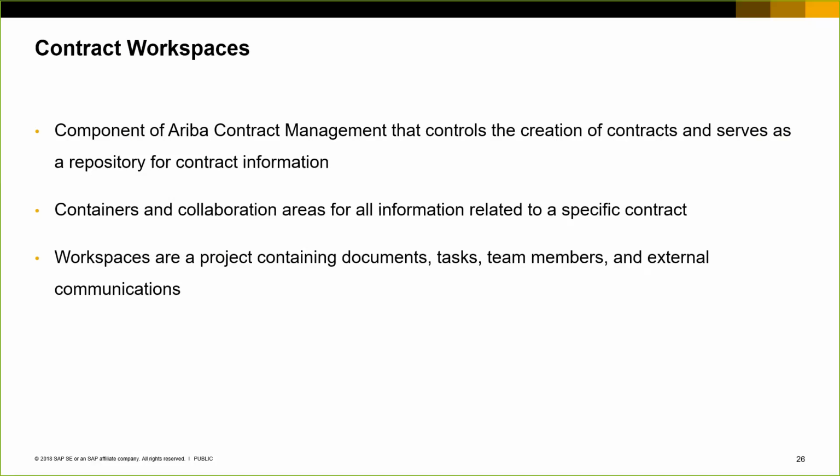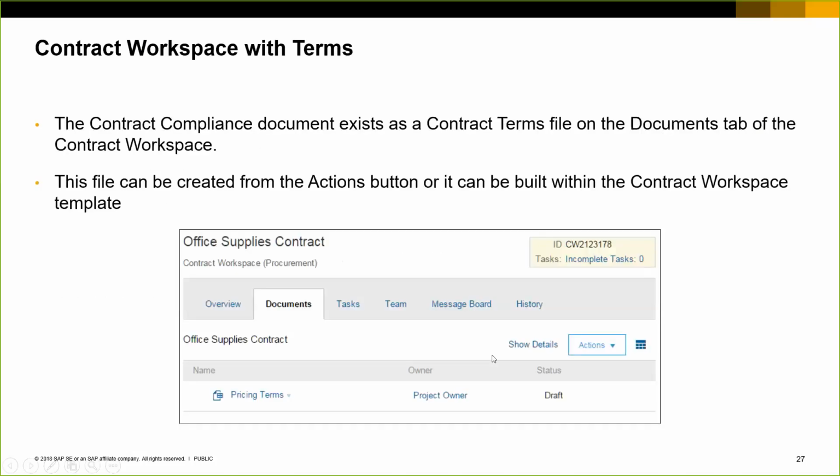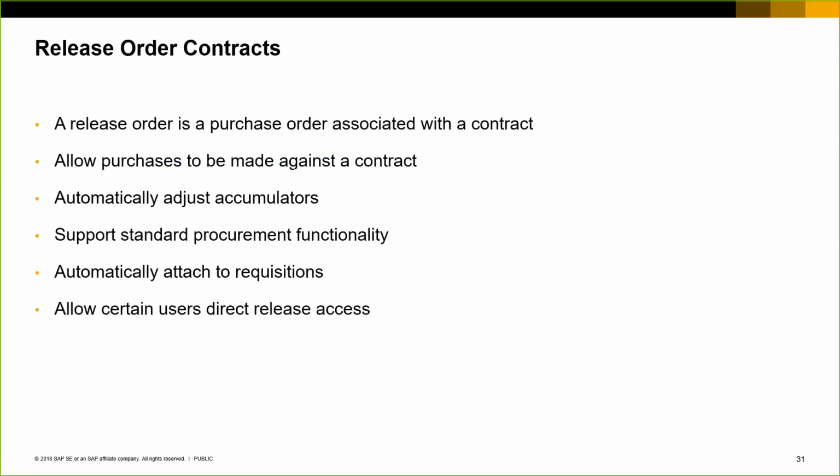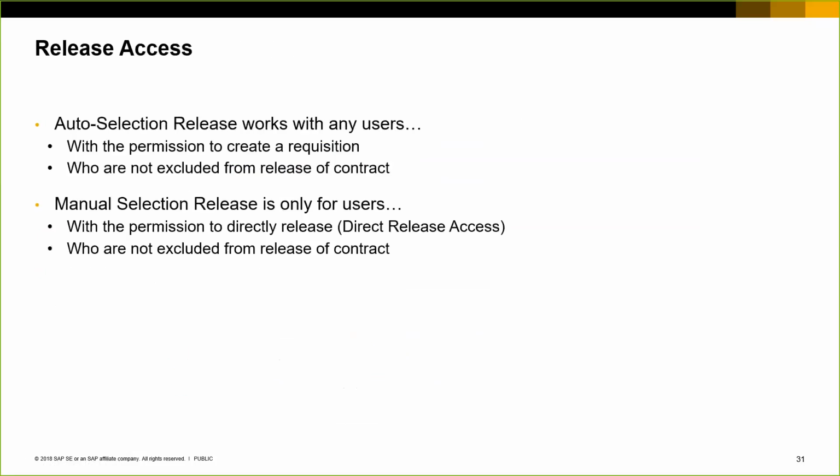Okay? So it's not just a simple negotiation. It is all the things that take place to end up with that final contract, that final negotiated signed contract. So again, documents, tasks, team members, external communication. So you're going to see that there's a message board in here as well. I think I'm going to kind of skip from here. You're going to see there's a lot of screenshots. So this is how it looks with terms and how to push these terms and what it looks like when it's published. And then we talk about the release orders.